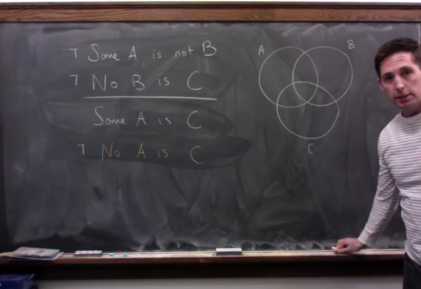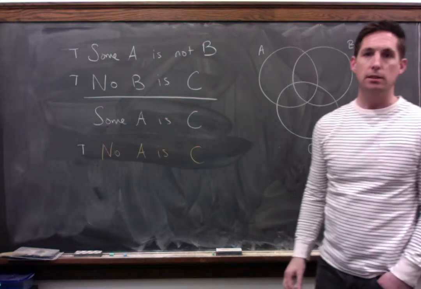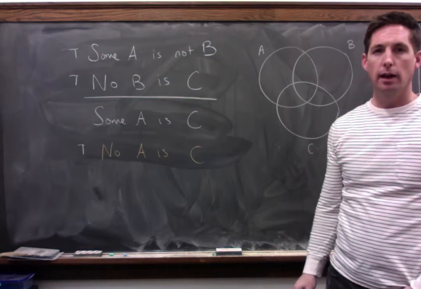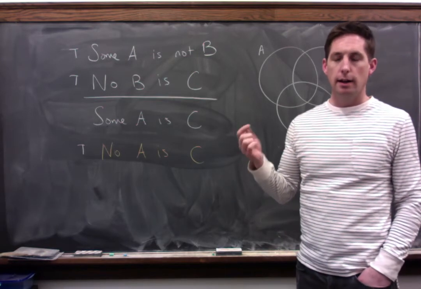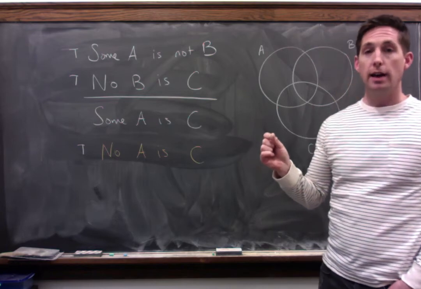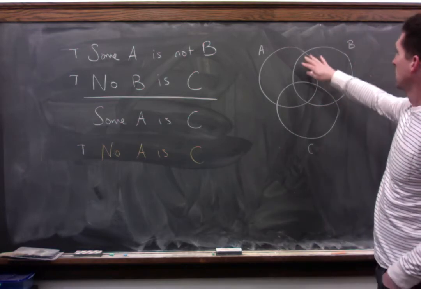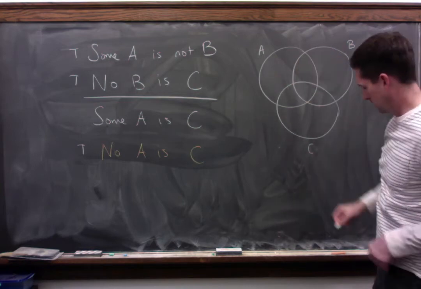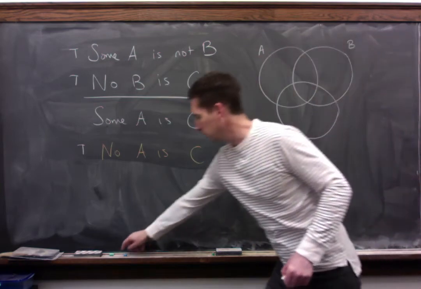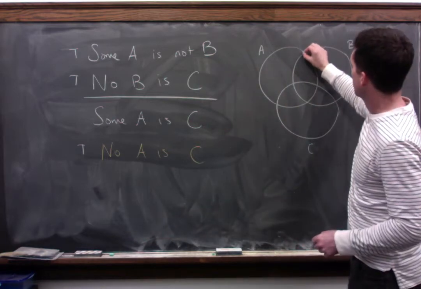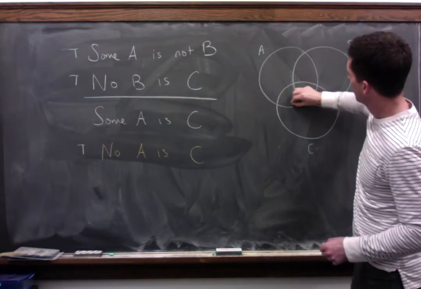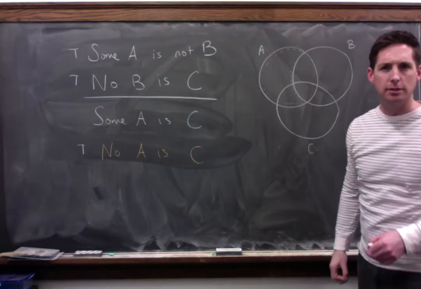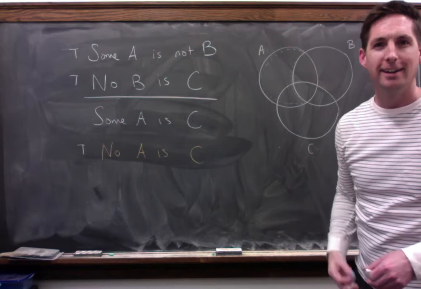And diagramming the first premise here is going to bring out something we haven't seen yet, at least not on the video, although we did see it in class. So some A is not B. How do we diagram that? We've got to draw an asterisk in the region of A that's outside of B. The region of A that's outside of B is this region here. I'm going to grab a blue piece of chalk here to show you the region. That's the region of A that's outside of B. That doesn't show up very well in the video. Hopefully you can see it okay.